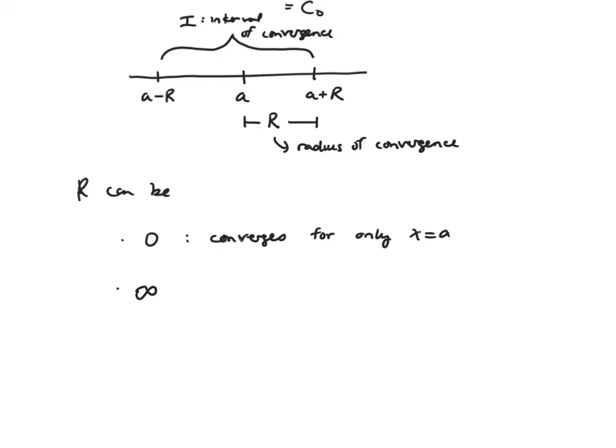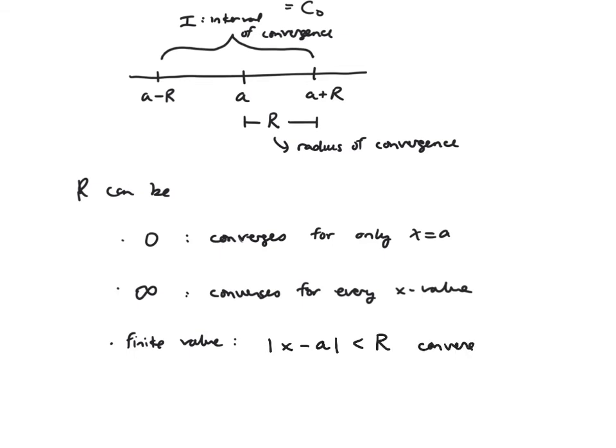It can be infinity, which means the radius is infinitely long, and this means it converges for every x value. Doesn't matter how big x gets or how large negative it gets, the series will still converge. Or it can be a finite value. And what we do is we look for this kind of magic formula, a statement that x minus a is less than r in absolute value, where it converges, and then that implies that if you're outside of that, greater than r, then your series diverges.